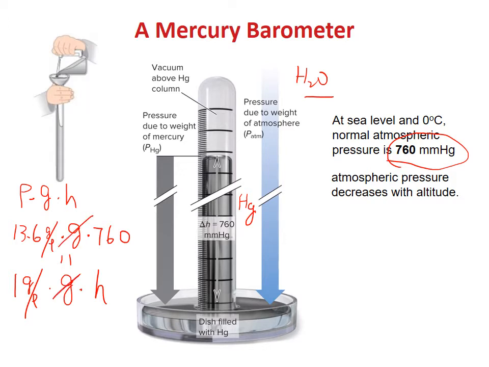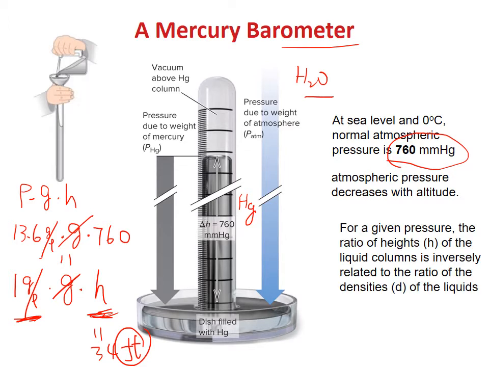So gravity cancels, and you can see here, if density is small, height must be very large. The calculated height for water is 34 feet. That's very inconvenient, and that's why a barometer is usually made with mercury for measuring atmospheric pressure. So in general, for a given pressure, the ratio of heights of the liquid columns is inversely related to the ratio of the densities of the liquids.